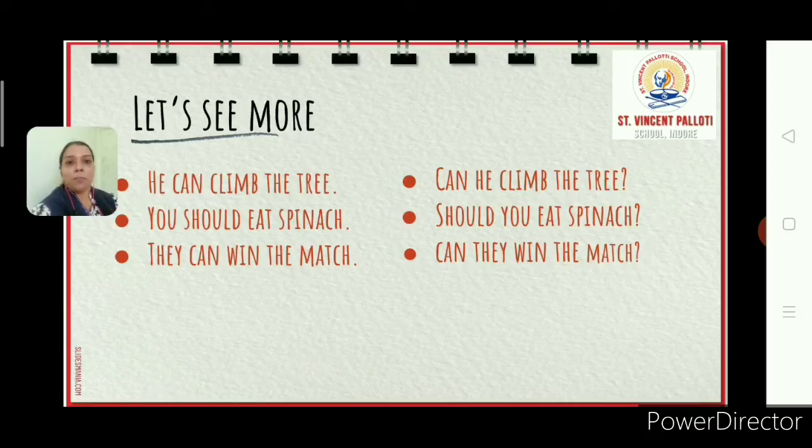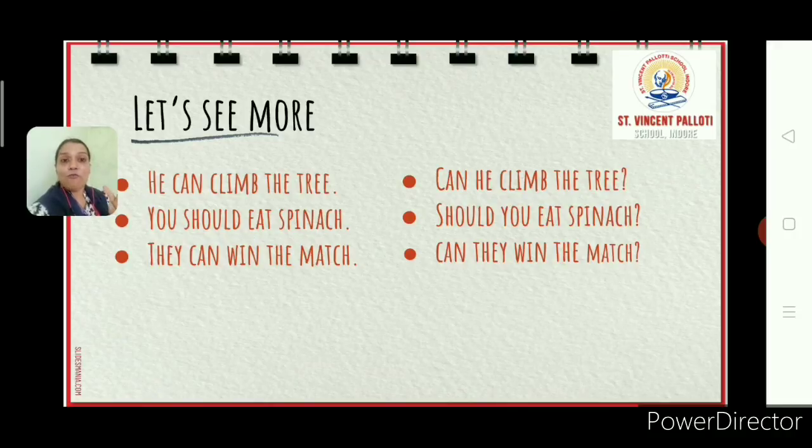He can climb the tree. Here can is an auxiliary verb. So to make a question, we will put can at the front, at the beginning. Can he climb the tree? Question mark. Easy, isn't it? Then, you should eat spinach. Popeye eats spinach and he is very healthy, intelligent, isn't it? So you should eat spinach. Here should is an auxiliary verb. So you will just put should at the beginning. Should you eat spinach? Question mark.